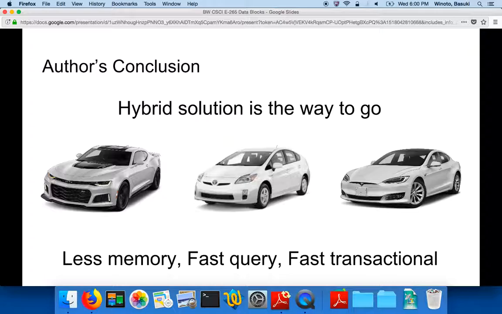Now, to conclude this presentation, or conclude the paper, the authors concluded that the hybrid solution certainly is the way to go. It takes less memory, it has fast queries, and it is fast for transactional workloads too. I put this pictorial here as an illustration.